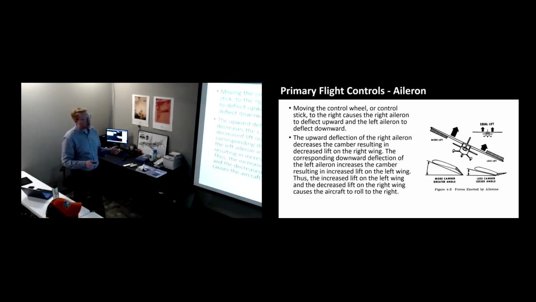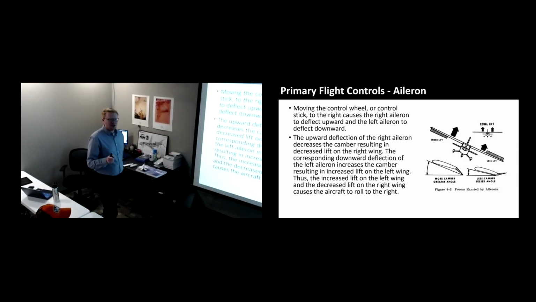That's what this picture is showing. So in this case, the airplane is making a left turn. You can see the lower left aileron is raised on the trailing edge. And that's what the right picture here is showing. See, it has less camber, if you will, and lesser angle.